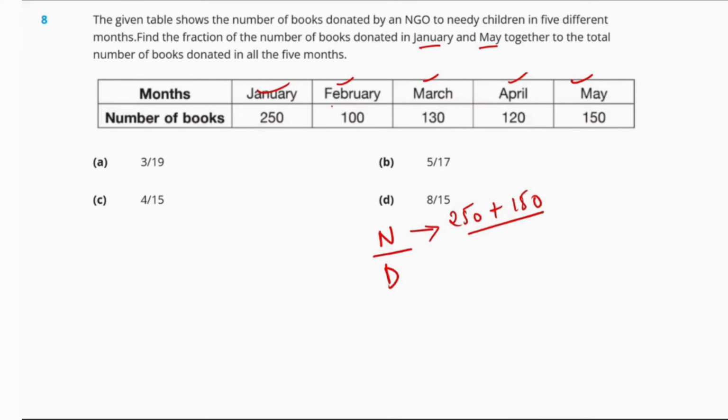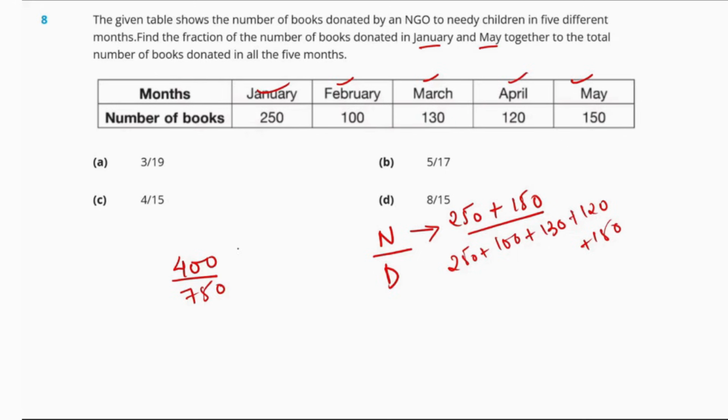Now if we talk about the denominator part, what will give us our denominator? The total number of books donated in all the 5 months, right? So we have to take the total number of books from all the 5 months. So this will become 250 plus 100 plus 130 plus 120 and plus 150, right? Now if we do the sum for these, the numerator part will become 400 and the denominator part will become 750.